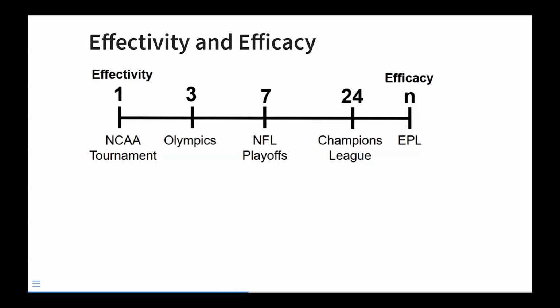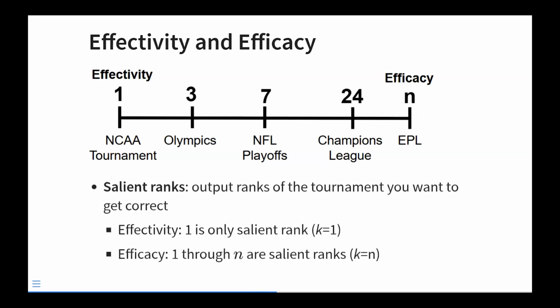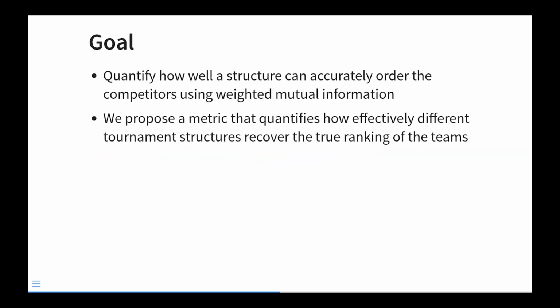Or for the NFL playoffs, each conference has the top 7 teams. For the Champions League, we care about the top 24 teams advancing. We call this number salient ranks, which we define as the output ranks of a tournament that we want to get correct. So 2 special cases I've already talked about. Effectivity, 1 is the only salient rank, and efficacy, 1 through n are all salient ranks, so k would equal n. So our goal is to quantify how well a structure can accurately order the competitors using weighted mutual information. To do this, we propose a metric that quantifies how effectively different tournament structures recover the true ranking of the teams.